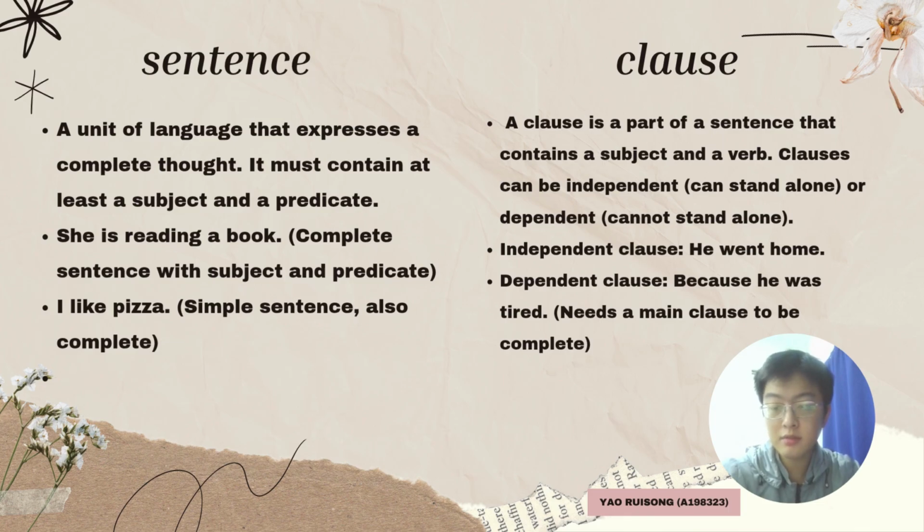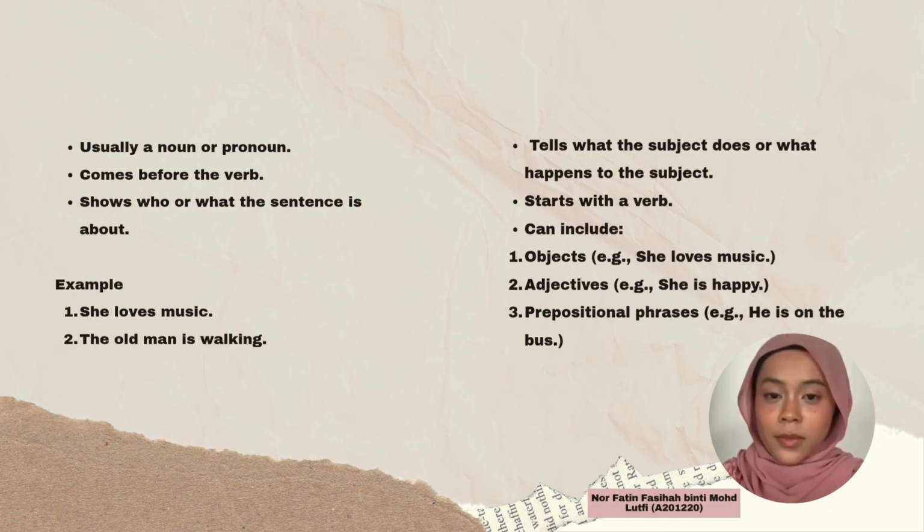Okay, so what is a clause? A clause is a smaller unit within a sentence. It also contains a subject and a verb, but it may not always express a complete thought. There are two types. An independent clause can stand alone as a sentence, for example, "He went home." A dependent clause cannot stand alone, for example, "Because he was tired." This leaves a listener wondering, what happened because he was tired?